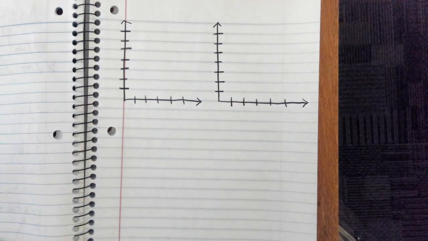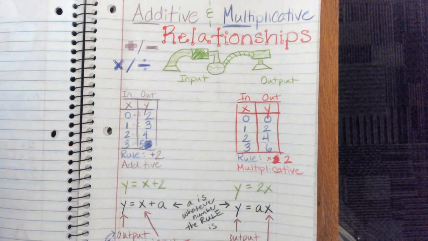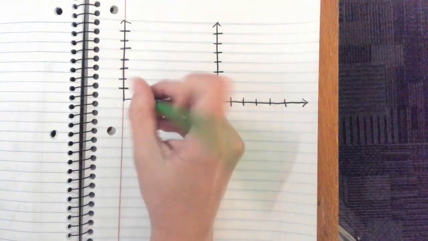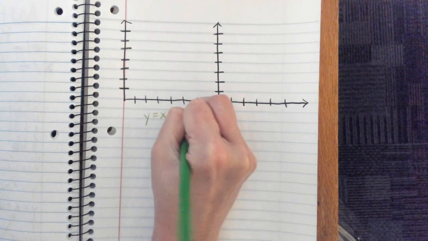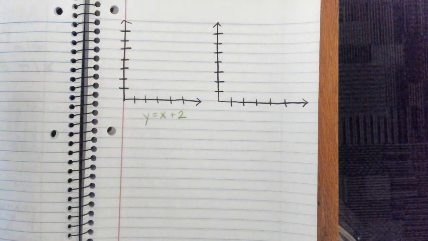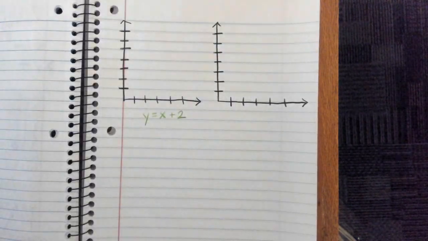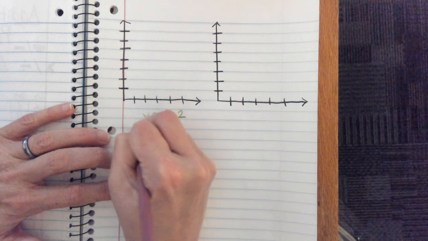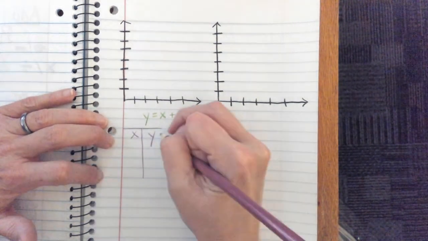So I'm going to think about the tables that I had over here, and I'm going to graph each one. I'm going to graph y equals x plus 2, okay? I can graph that by making a table, and I already had a table over here, but you know, I can make another one. It's really not a big deal. Okay, x, y, okay.